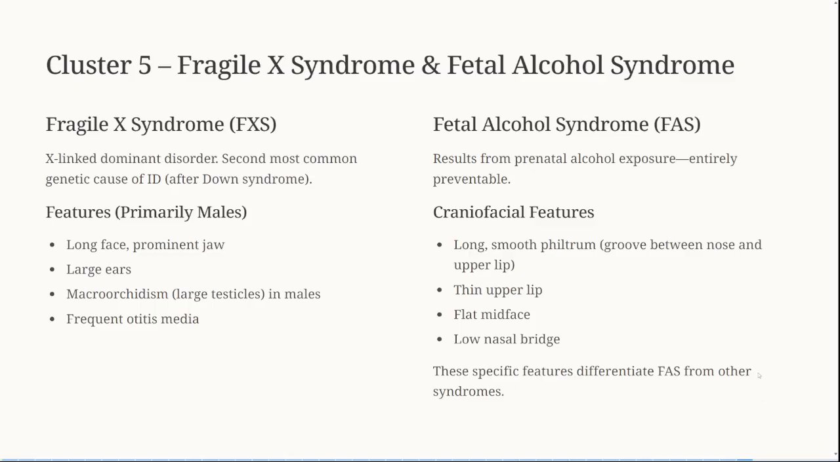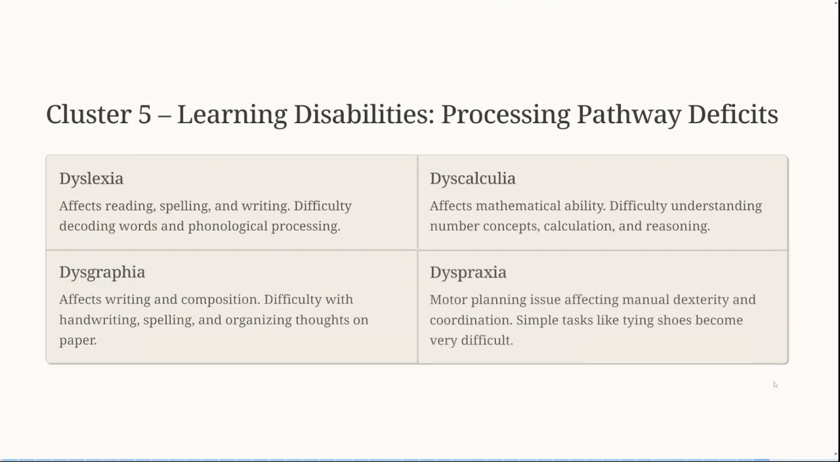Okay, moving on to learning disabilities, which affect processing pathways. Right. This includes dyslexia for reading, spelling, and writing, dyscalculia for math, dysgraphia for writing and composition, and dyspraxia, which is a motor planning issue that affects manual dexterity and coordination, making simple tasks like tying shoes really difficult.